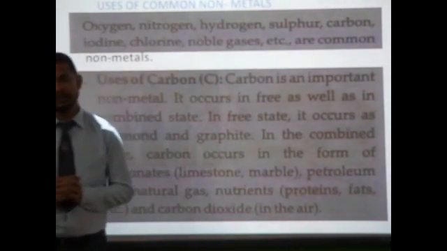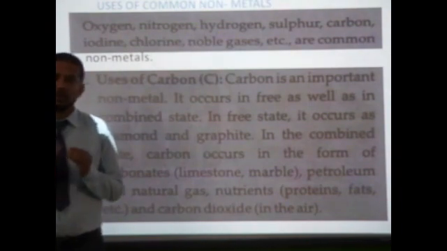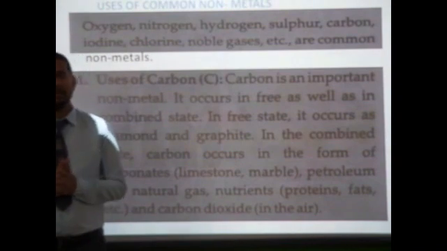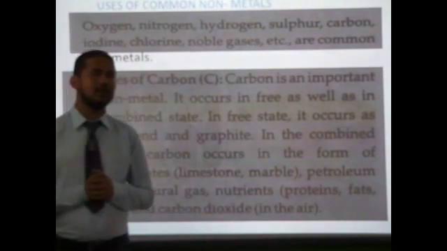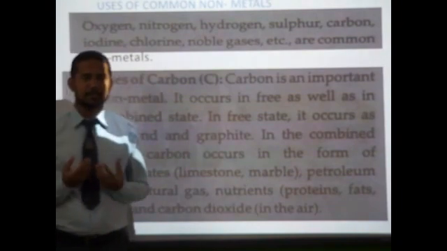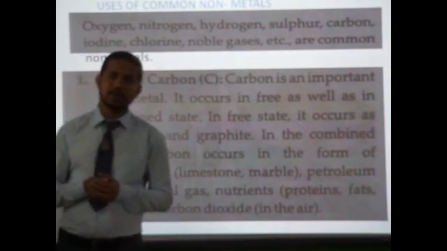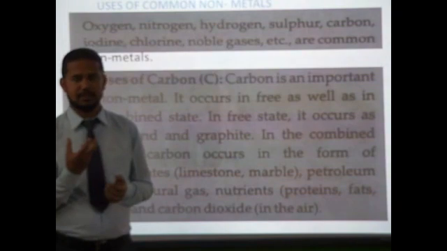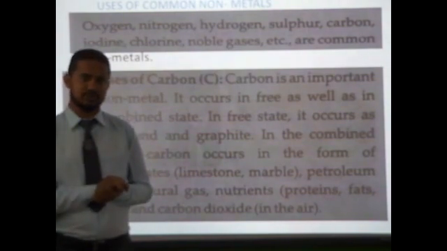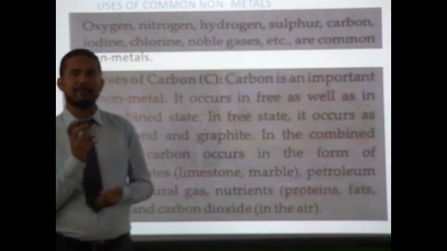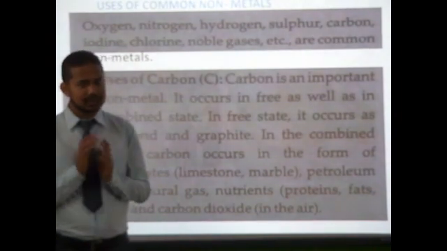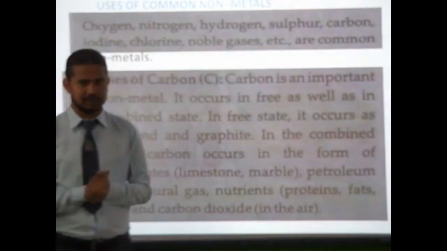So there are many non-metals. Now which are the non-metals? Those elements which are not malleable, non-ductile, they do not have luster, their appearance is very dull. So these kind of elements, which have tendency to gain electrons, they have 5 or 6 or 7 valence electrons in their valence shell. So these kind of elements are called non-metals.